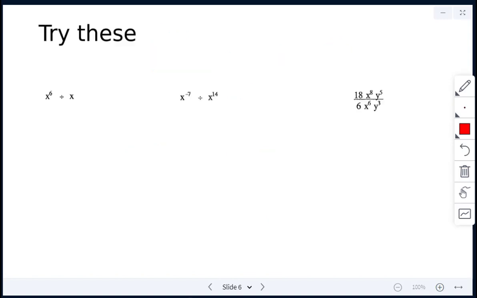Okay, so our next slide here we have x to the power of 6 divided by x. So you guys remember that it is x to the power of 1, so it becomes x to the power of 6 minus 1, which gives me x to the power of 5. All right, good job catching that one there.